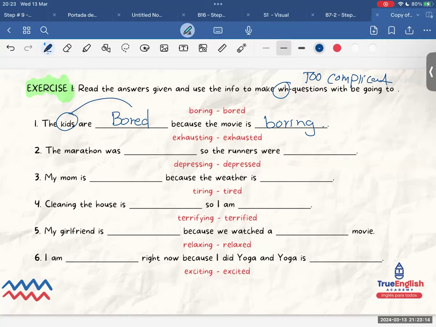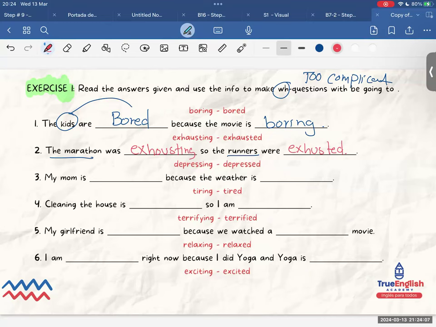Okay. All right. You got it. Let's see with number two. We need to describe the marathon and the runners. Exhausted and exhausting. The marathon was exhausted with ED. The marathon is impossible with ED because the marathon is an object, right? Como que dirías, el maratón está exhausto. Oh, okay. So the marathon was exhausting. So the runners were exhausted.